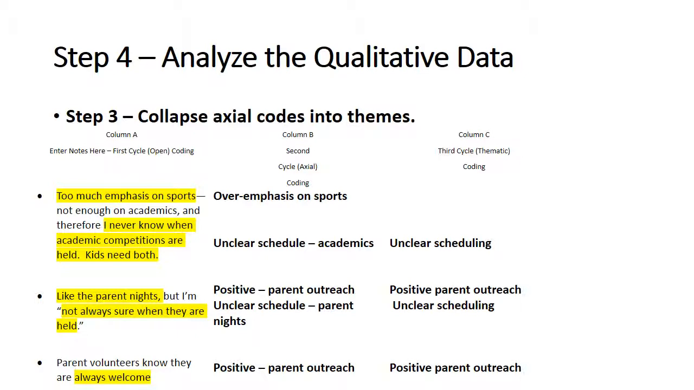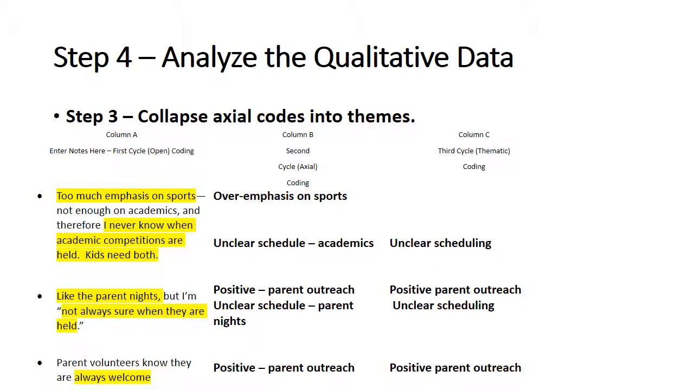Notice how unclear schedule academics is now just, there's an unclear scheduling problem in the school. Positive parent outreach has kept the same name. But unclear schedule parent nights now falls under unclear scheduling. So there appears to be a problem with understanding the schedule for both academics and parent nights, and that's been labeled unclear scheduling. Positive parent outreach. Notice now we really only have 2 themes, unclear scheduling and positive parent outreach.